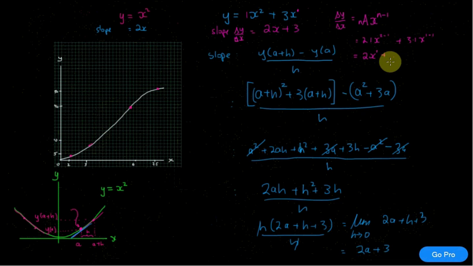Plus, this becomes 3 times x to the naught. But anything to the power of naught is just equal to 1. So this is equal to 2x plus 3. I have 2x plus 3. Awesome, that seems to work really well. Let's see if that same principle applies over here.